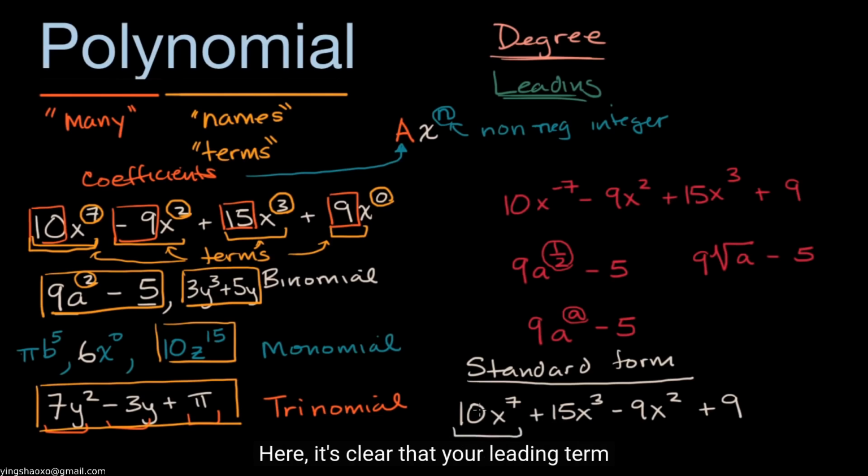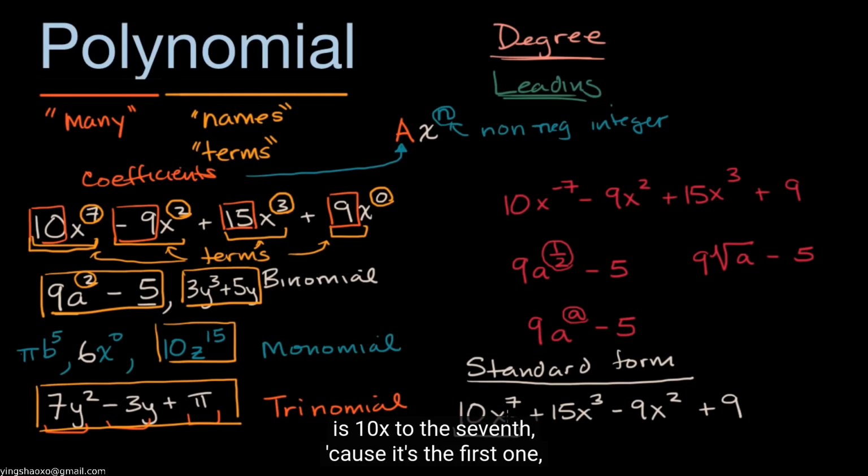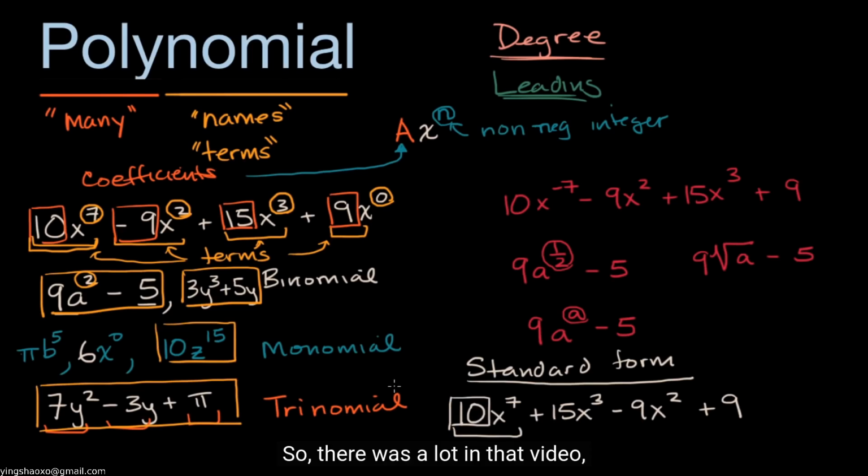And here it's clear that your leading term is 10x to the 7th because it's the first one. And our leading coefficient here is the number 10. So there was a lot in that video, but hopefully the notion of a polynomial isn't seeming too intimidating at this point. And these are really useful words to be familiar with as you continue on your math journey.